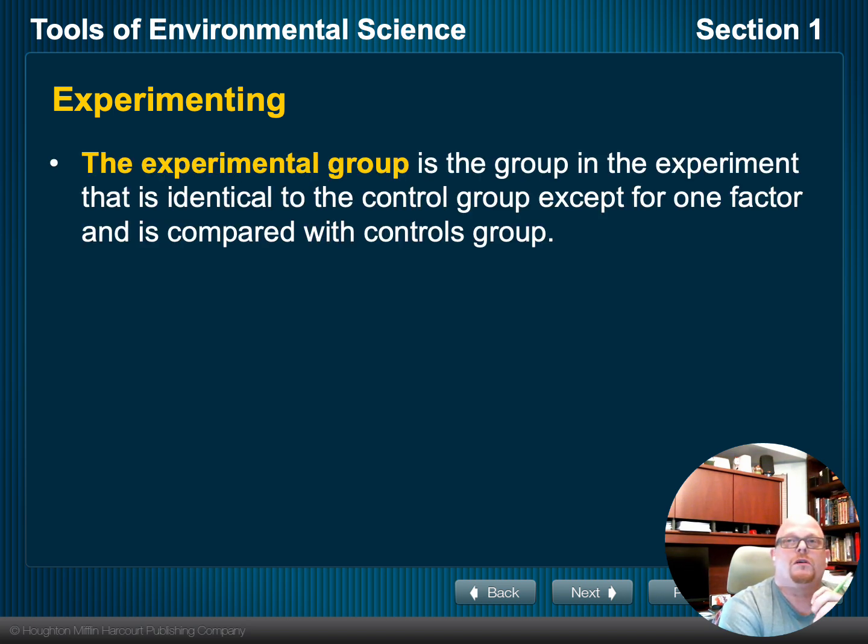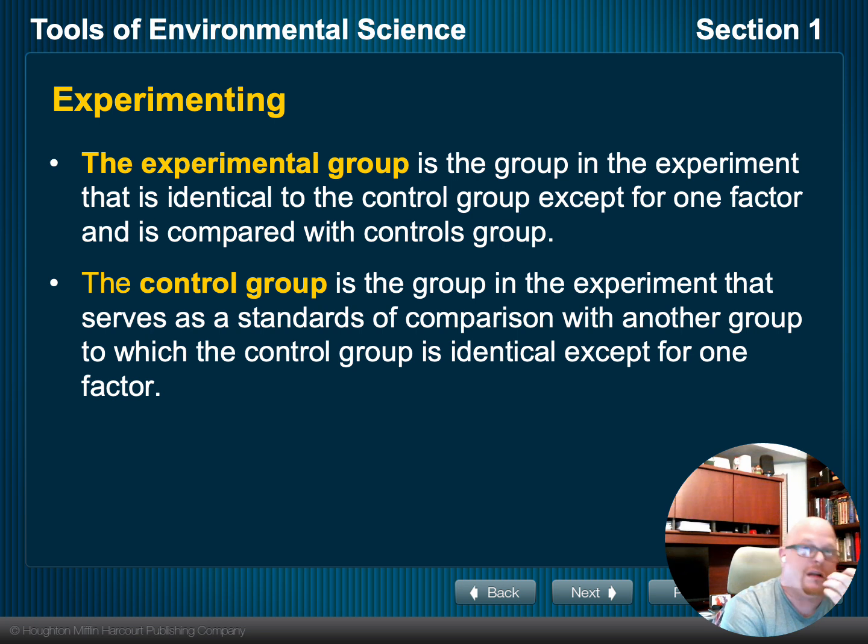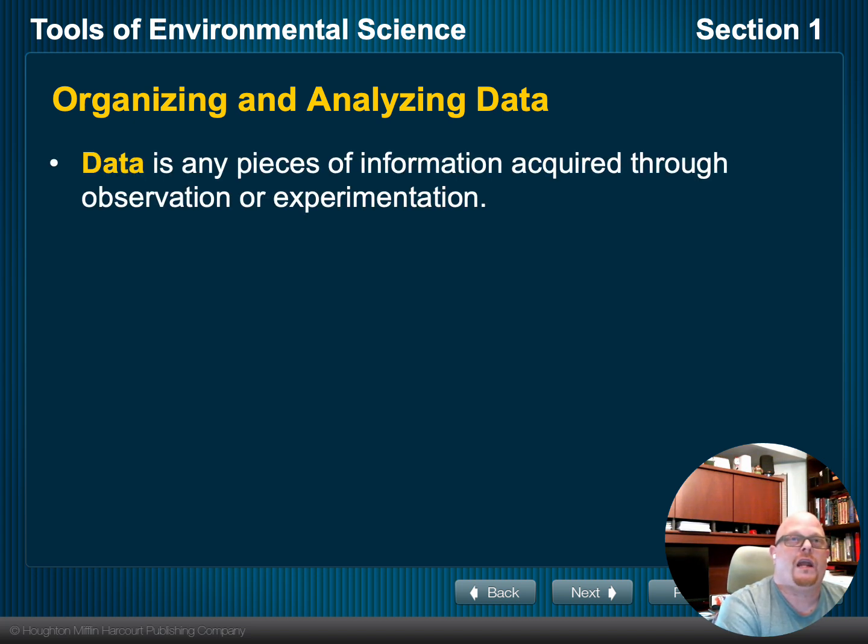And so the experimental group is the group in the experiment that receives the variable, and then the control group is the group that serves as the standard. So in that instance, the group that got the placebo would be the control group, and then the experimental group would be the group who got the new potential drug that might hit the market. And then they've got to analyze the data.